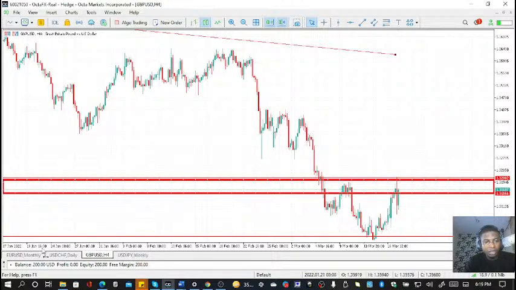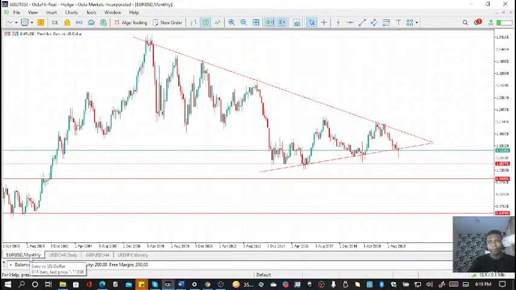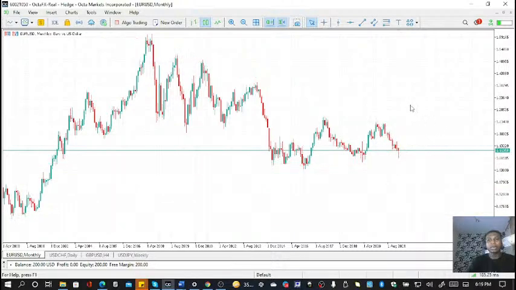Let's take a look at the Euro USD. As you can see on the Euro USD, let me take off this line so I do it all over and we all can see. Now, we come to the Euro USD. From the Euro USD, you can see that we are on the monthly chart.